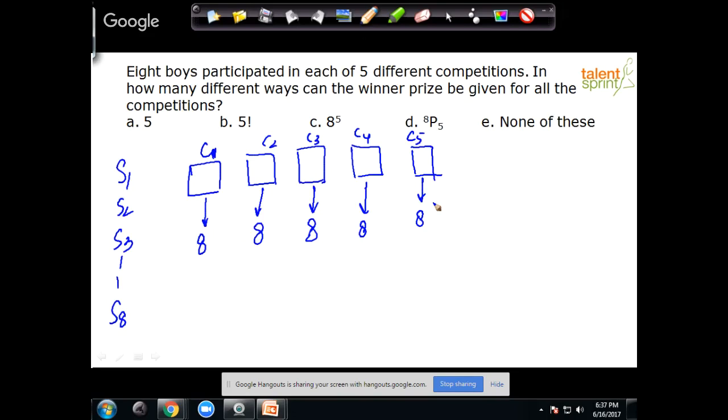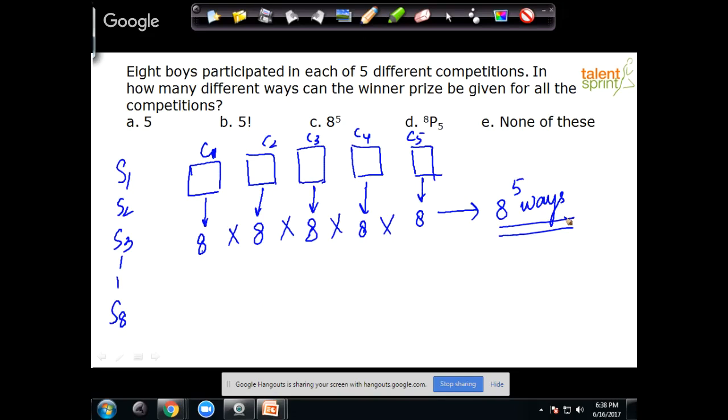So what is the total number of ways in which the competition can be won? First competition is won in 8 ways, second in 8 ways, third in 8 ways. Again, what principle are you using here? You are using the counting principle. So the total number of ways is nothing but 8 into 8 into 8 into 8 into 8, which is equal to 8 to the power 5. This is the total number of ways in which the competition can be won.